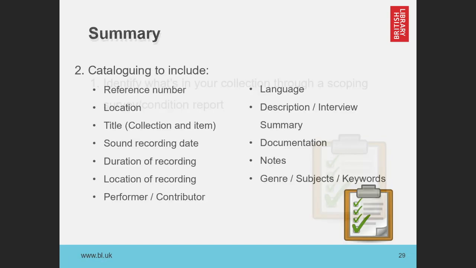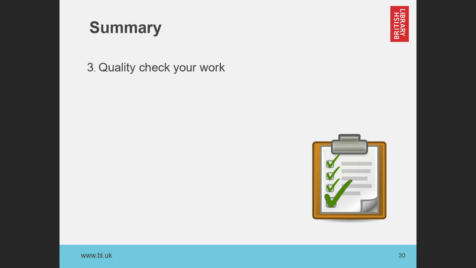And then once you've scoped your collection, when you come on to catalogue it, trying to include these different fields as part of your cataloguing process is helpful. And then quality checking your work if appropriate, just to make sure that everything is consistent with what you're doing.